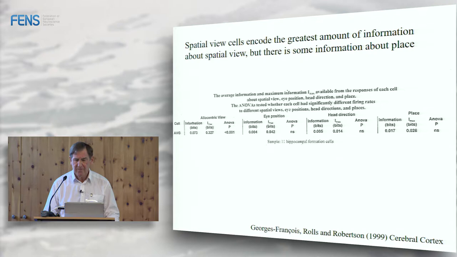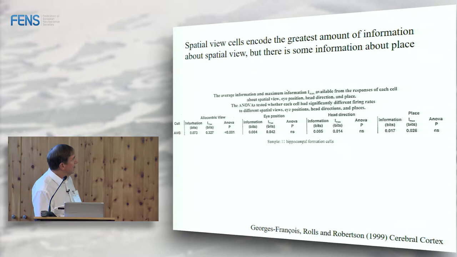Now, how are these cells coding? Is it head direction? Is it eye position? Eye position is where the eyes are looking in your sort of orbit. Or is it the place where the monkey is?